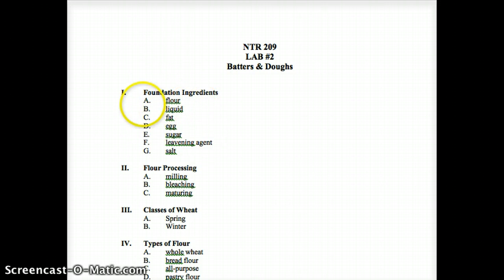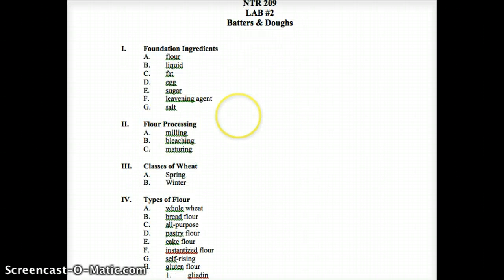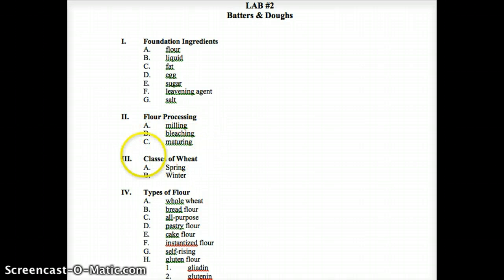You definitely need flour, and this is basically for any type of batter or dough. Flour, liquid, fat, egg, sugar, leavening agent, salt. Leavening agent would be baking soda, etc. Your fat could be butter, something, there's your basic batter. Milling, bleaching, maturing, etc.